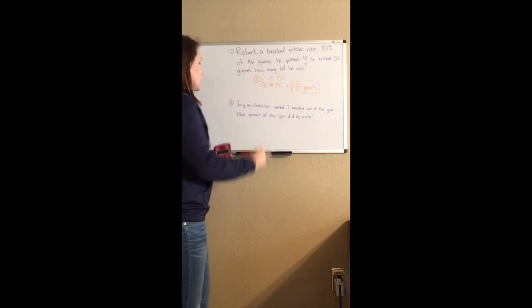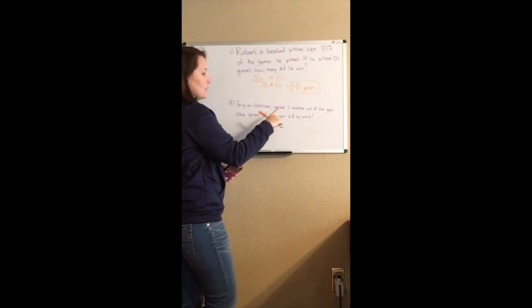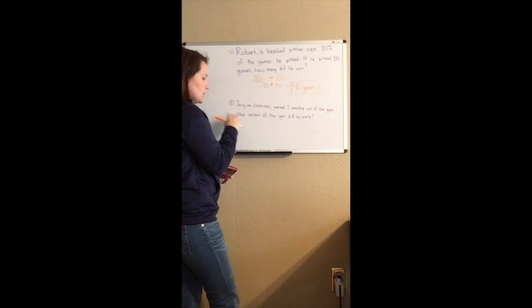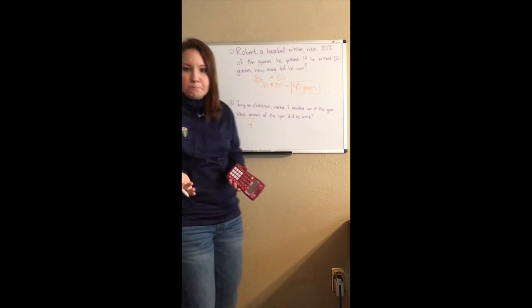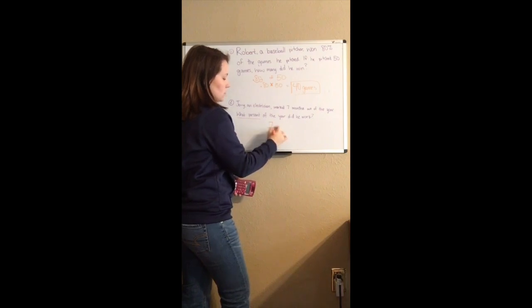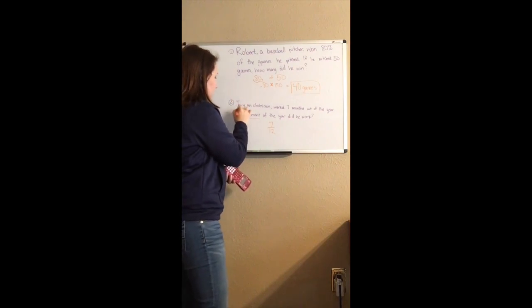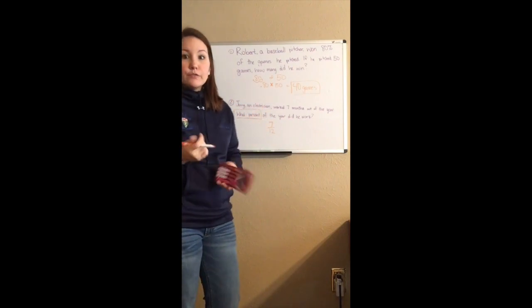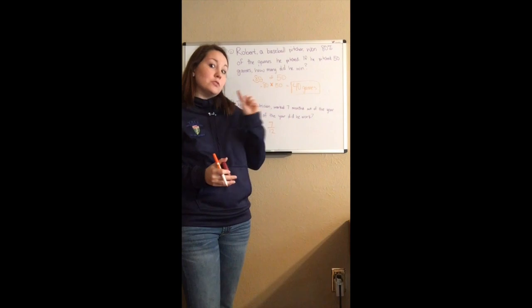So this next one, Jerry, an electrician, worked 7 months out of the year. What percent of the year did he work? So he worked 7 months out of the year. So how many months are in a year? Well, 12. So he worked 7 of the 12 months. So that's a good fraction, 7 over 12. But we want a percent. Well, we know how to convert a fraction to a decimal, and then we can convert that decimal into a percentage.